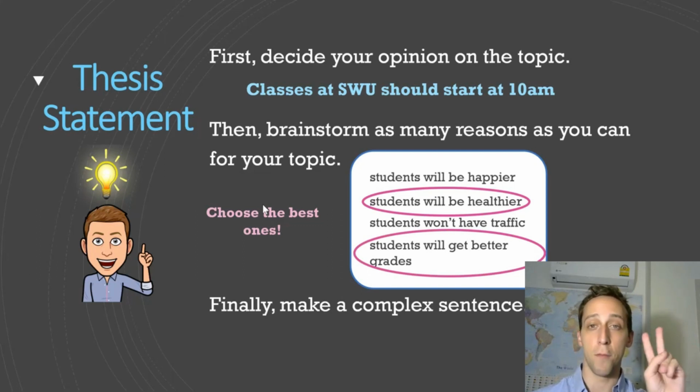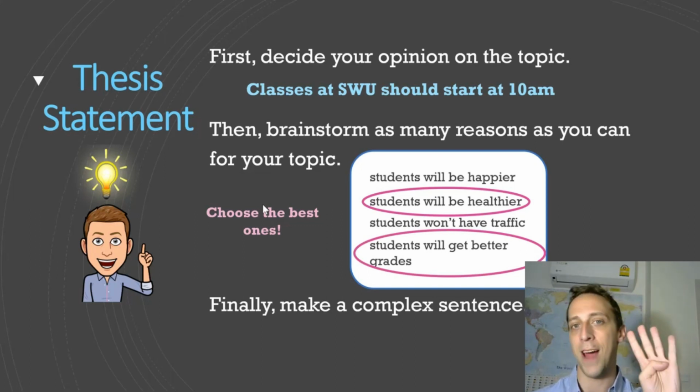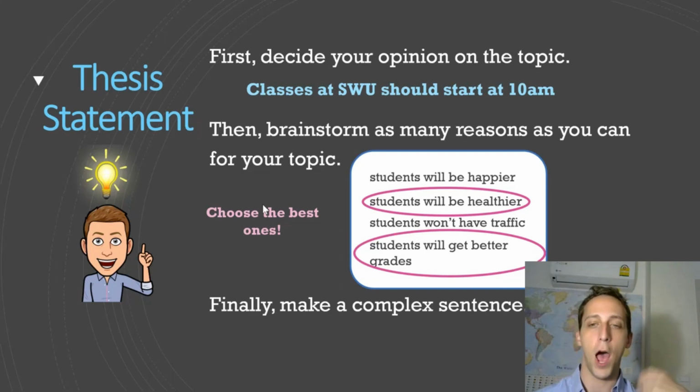So for my 4-paragraph essay with 2 body paragraphs, I want to choose 2 reasons. If you do a 5-paragraph essay, you need to choose 3 reasons. So always going through, making as many as you can, and picking those 2 best ones.